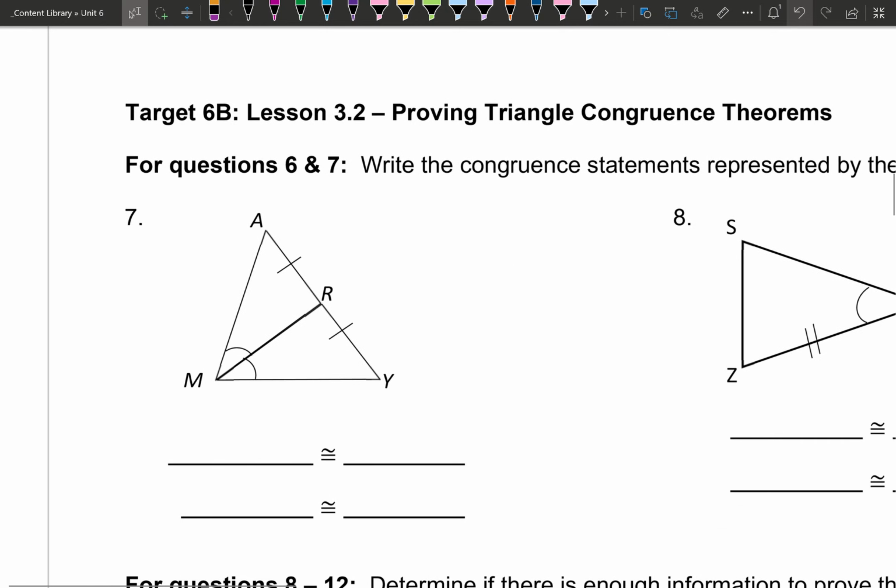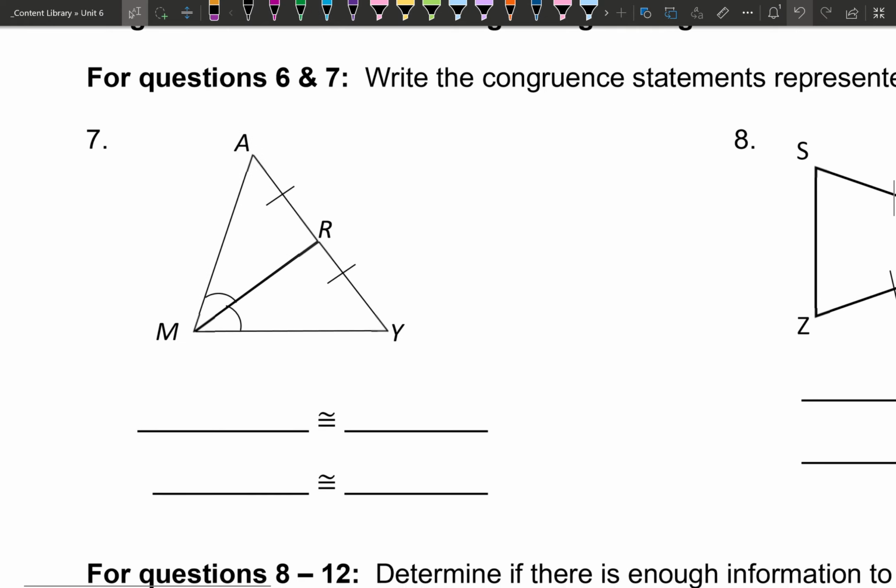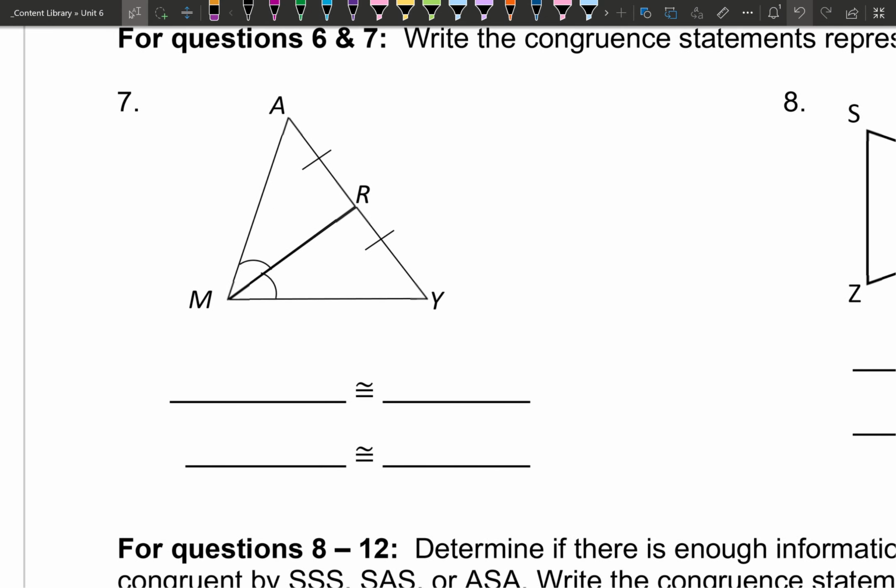For these two problems, let's write the congruent statements. So let's just write what's marked. Now, number 7, I see a side and an angle that's marked. I see this side and this side. Let's label them. I see AR congruent to YR. Great. Now let's name the angles. I see this top M angle and this bottom M angle.